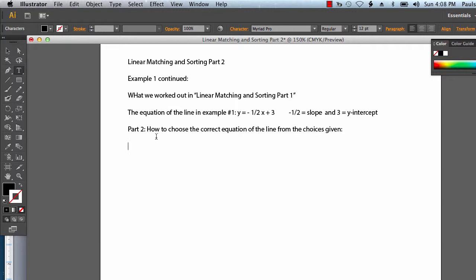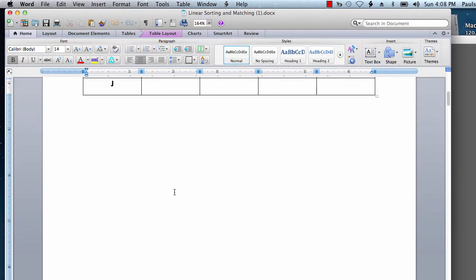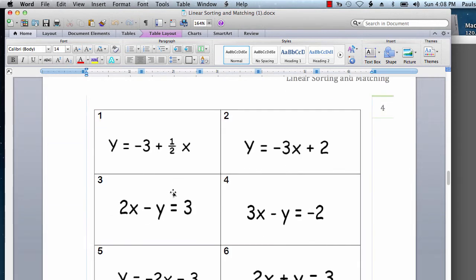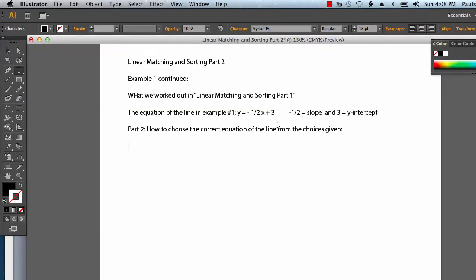So in this one, because the worksheet has a lot of choices for the equation, we picked equation 7, but that doesn't look right, does it? It doesn't look the same as what I just told you. I just told you that our equation of the line is y equals negative 1/2 x plus 3. So it doesn't look like they match.